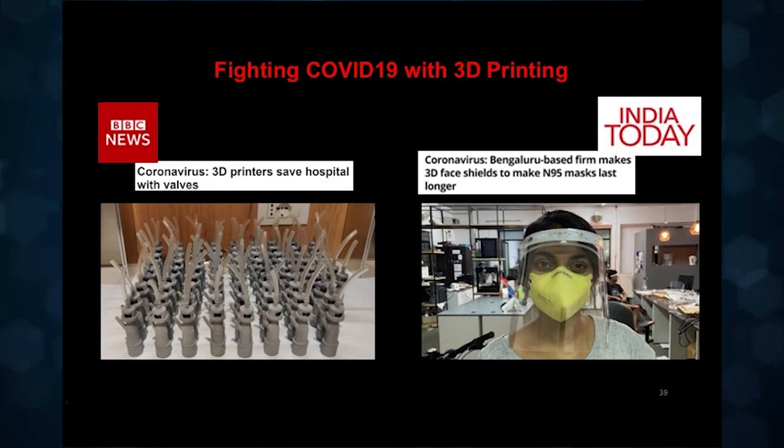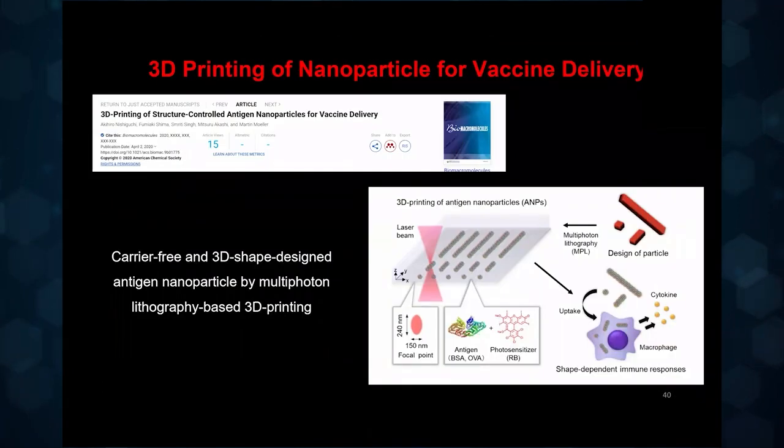This is a story from Bangalore, where there's a company, and they're not the only ones. A lot of people around the world were trying to use 3D printing to make face shields. When you talk about COVID-19 and look at all the news, there's a lot of hope that there will be drugs and maybe even a vaccine. You'd be surprised that you could actually use 3D printing to change the efficacy of vaccine delivery.